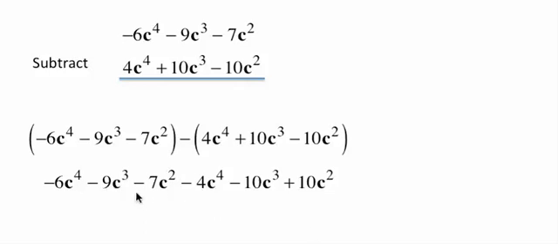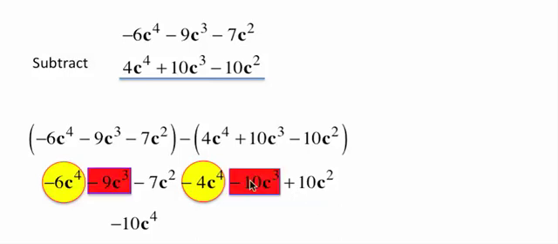And then, after that, we can collect our like terms, and so negative 9c to the 3, negative 10c is negative 19c to the 3, and negative 7c squared plus 10c squared is 3c squared. Now, notice what we did is, by subtracting, we ended up adding the opposite, okay? We got the opposite signs, and then we added like terms, okay?